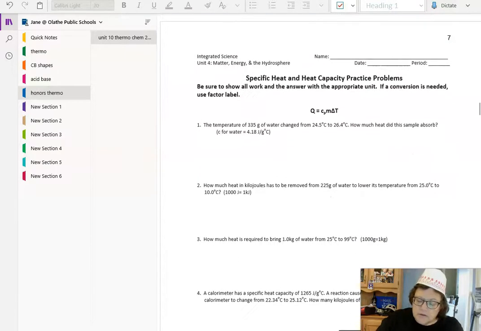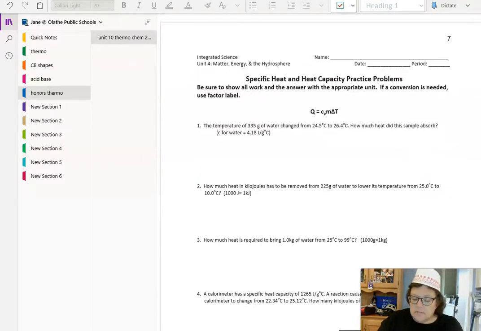Now look at the next one. Same story. Okay. We've got mass. We've got a temperature change. And it gives us a specific heat for the water. Okay. So homework there for you to practice on. Do what you feel like you need to do until you feel like you understand it. And I will make an answer key to post.